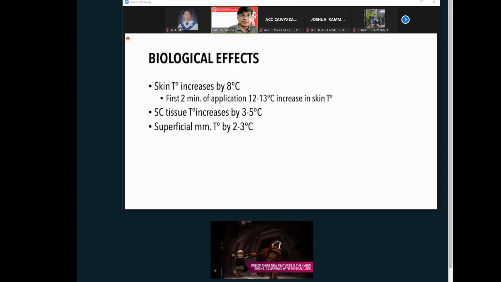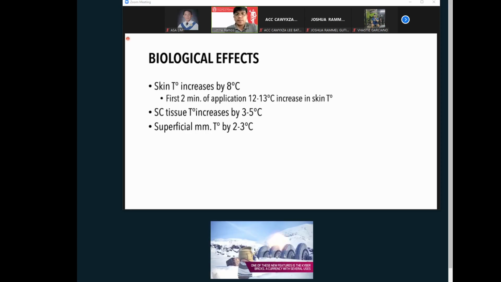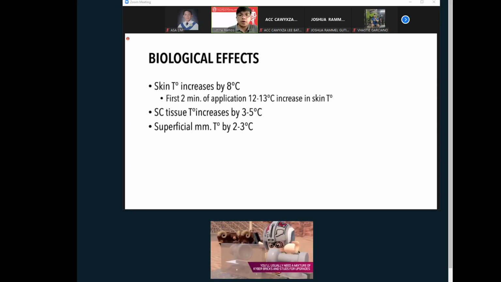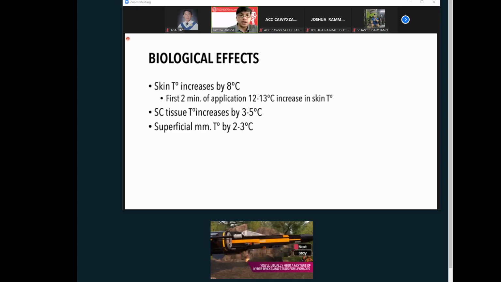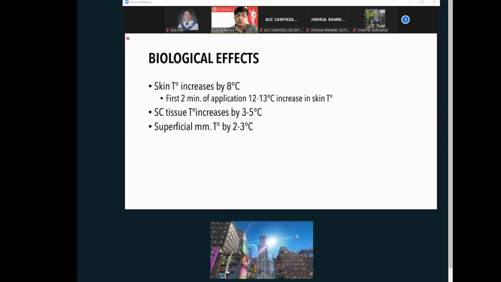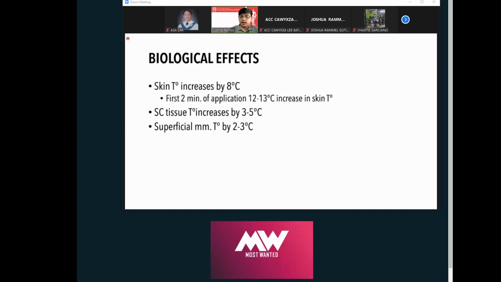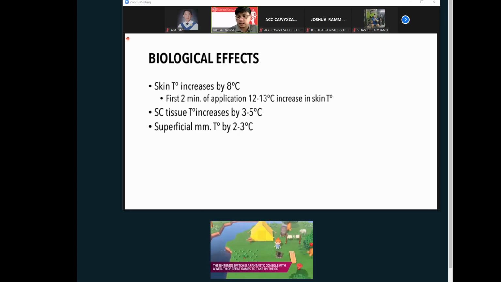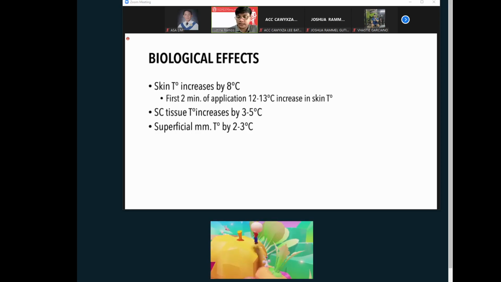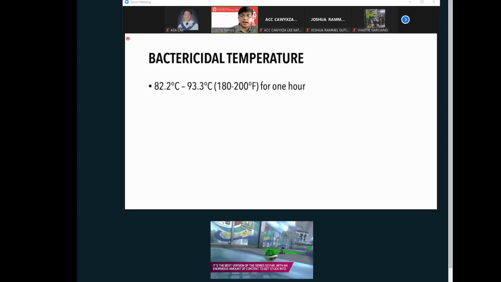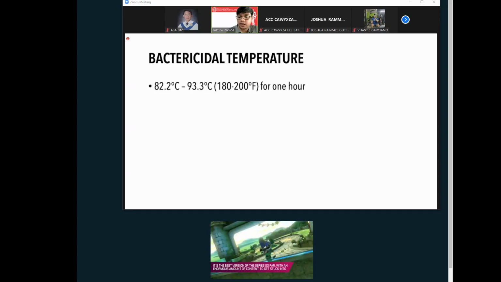So biological effects, it increases the skin temperature for about 8 degrees Celsius. The first 2 minutes of application, there is a rapid increase to about 12 to 13 degrees centigrade. The subcutaneous tissues can be heated to 3 to 5 degrees Celsius, and superficial muscle only about 2 to 3 degrees centigrade rise in temperature. And one of the most common question na nai-encounter natin in clinics and in the board exam. What is the bactericidal temperature of your paraffin wax bath? Okay? It has to be heated kasi syempre, no?